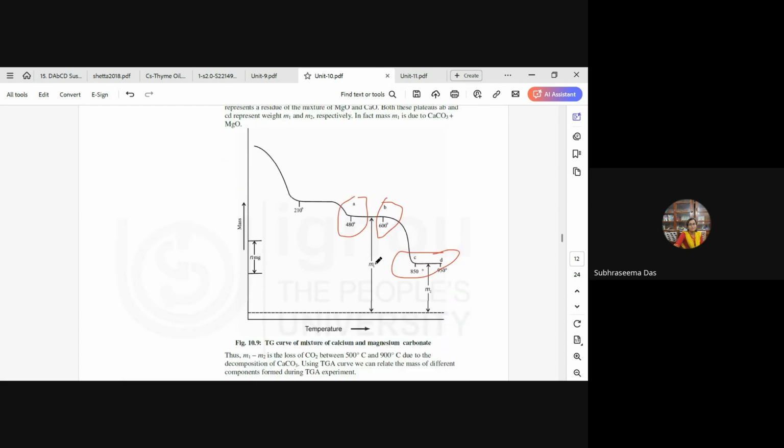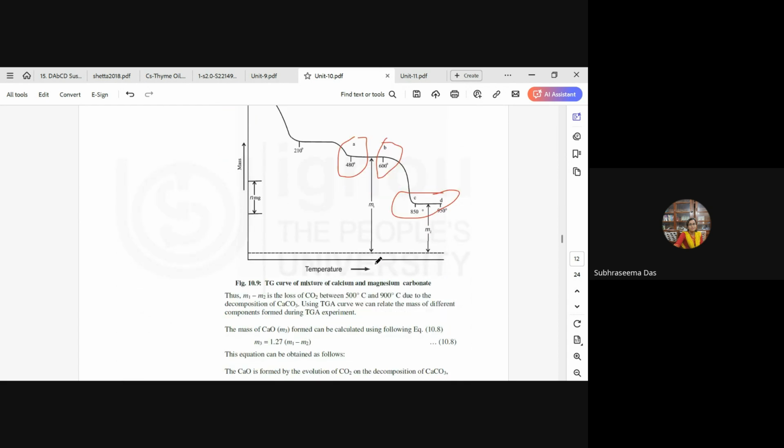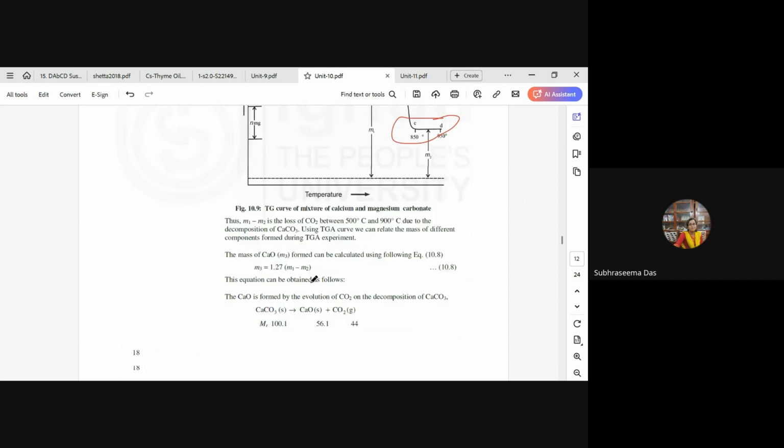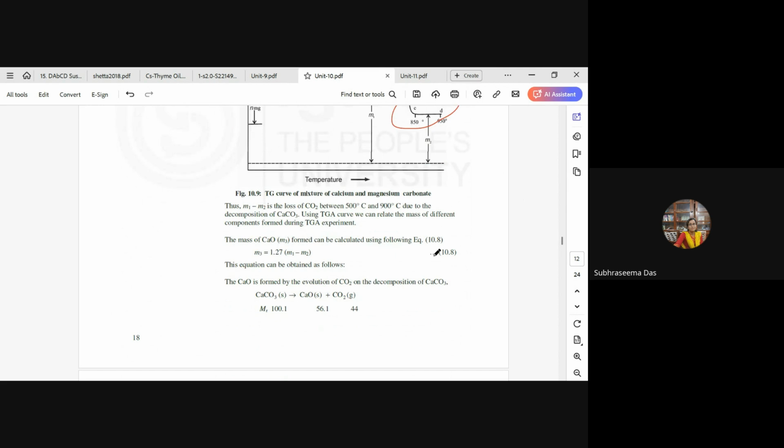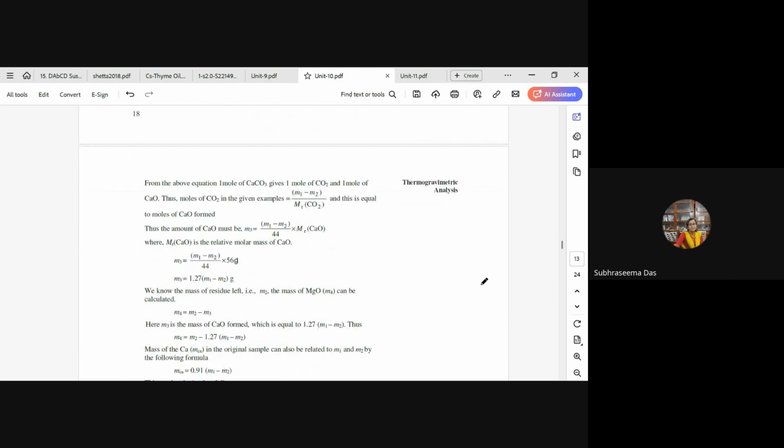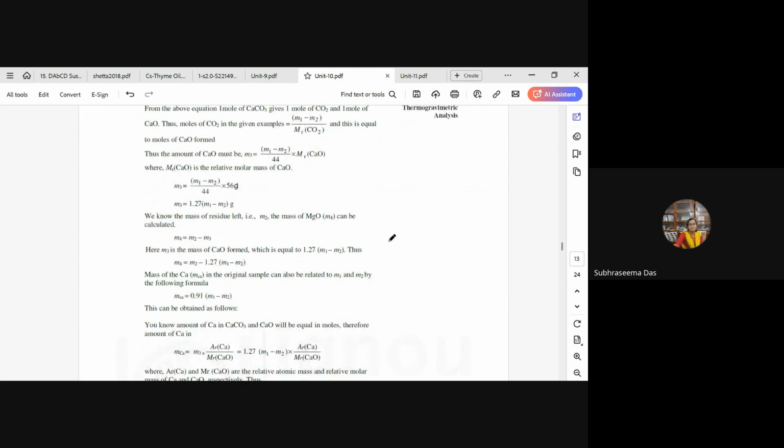From this plot, M1 minus M2 is the loss of carbon dioxide, and using this value, we will calculate for the decomposition of calcium carbonate. We know CaO is formed, and using this reaction, we can find out the exact number of moles of calcium present in the mixture.